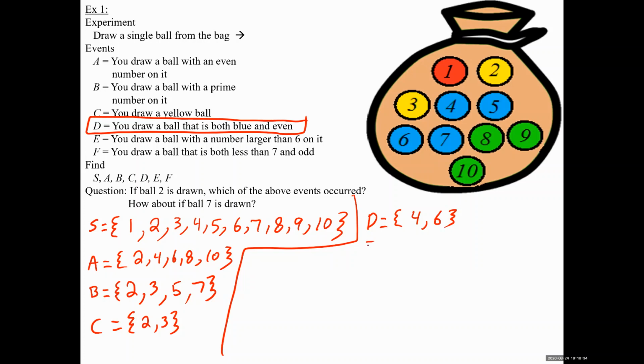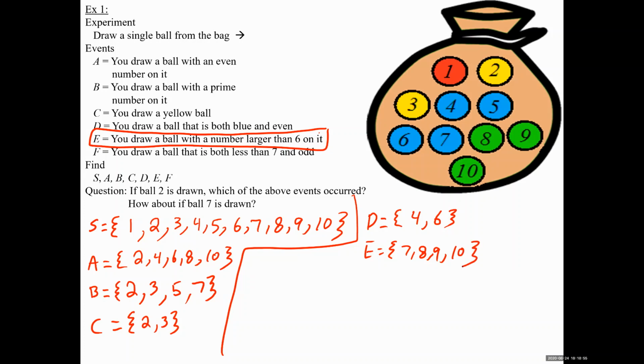All right, let's go to E. This time, the ones I care about, because maybe I'm betting on it or something. You draw a ball with a number larger than 6. You have to list the numbers in the bag that are larger than 6. Tell me what it is. 7, 8, 9, 10. Again, don't forget the commas. Don't forget the curly brackets.